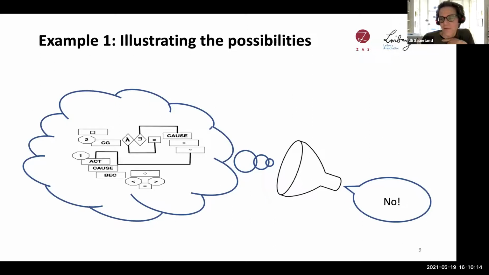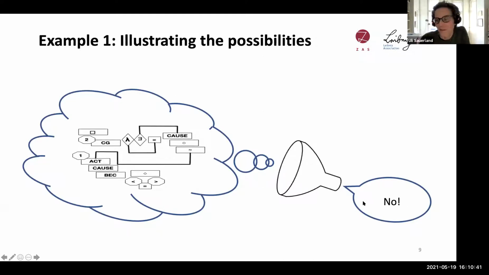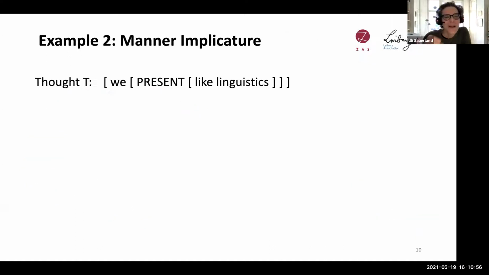Now that gives rise to these cartoonish possibilities like this, that you have some kind of very complex structure with lots of component pieces, that is the kind of data structure that would be a thought, and this funnel is a compressor, and out comes a single word like no or something, and you see that this view opens a new realm of possibilities.